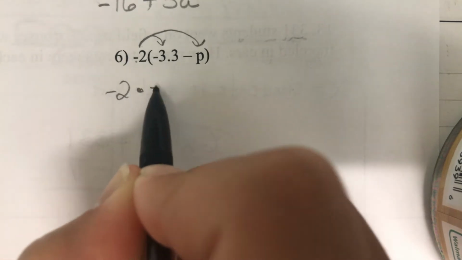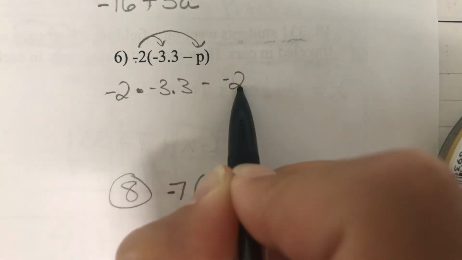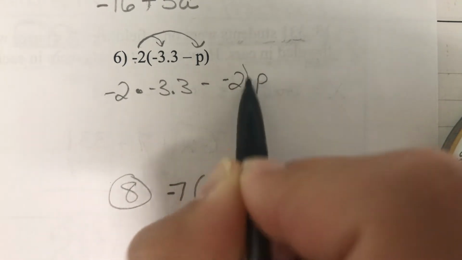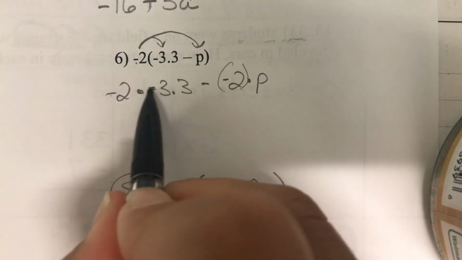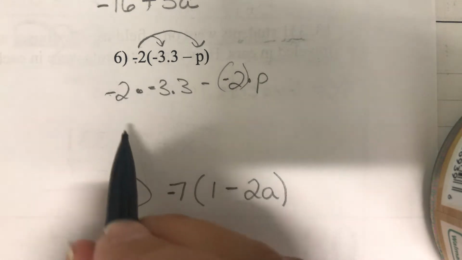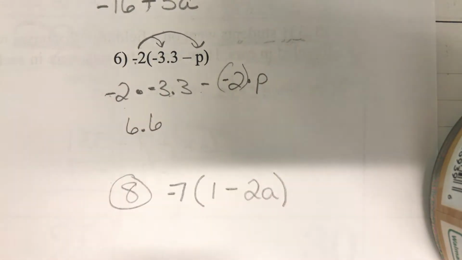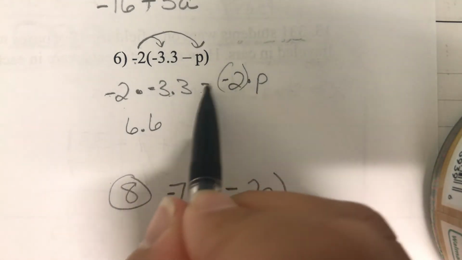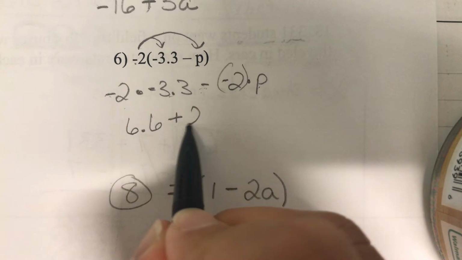-2 times -3.3 minus -2 times p. Negative times a negative right here, that's going to give us a positive. 2 times 3.3 is 6.6. So that double negative again becomes a positive. 2 times p is just 2p.